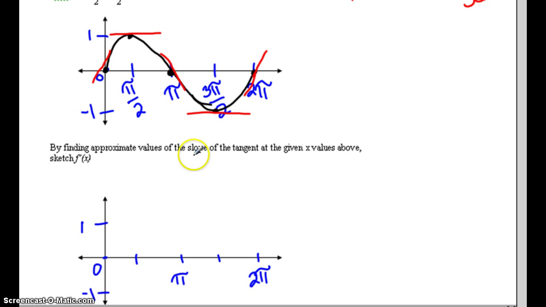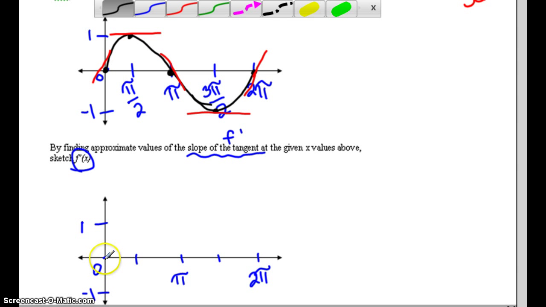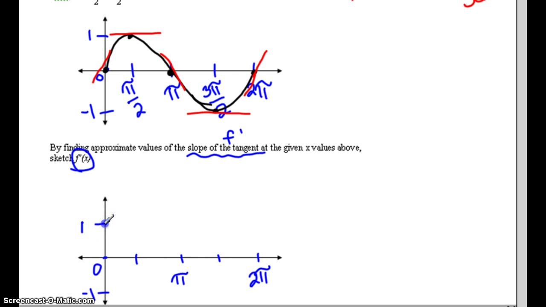And by finding the approximate values of the slope of my tangents, basically f prime, at the given x values, so at 0, at pi over 2, at pi, at 3 pi over 2, and at 2 pi, sketch the derivative. Okay? So my x values are going to be the same, but my y values, the points I'm going to graph here, are going to be the slopes of my tangent, which is what I'm asking you guys for here. So let's do that again in black. So at 0, the slope that I approximated was positive 1, right? So I'm going to put positive 1 here. At pi over 2, the slope that we were talking about of our horizontal was at 0.